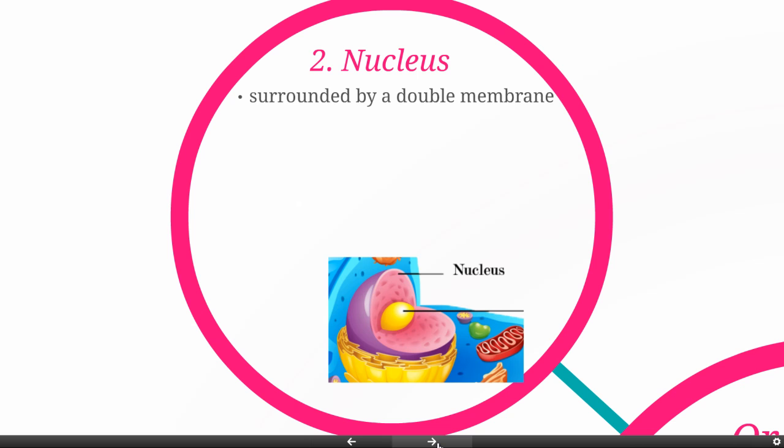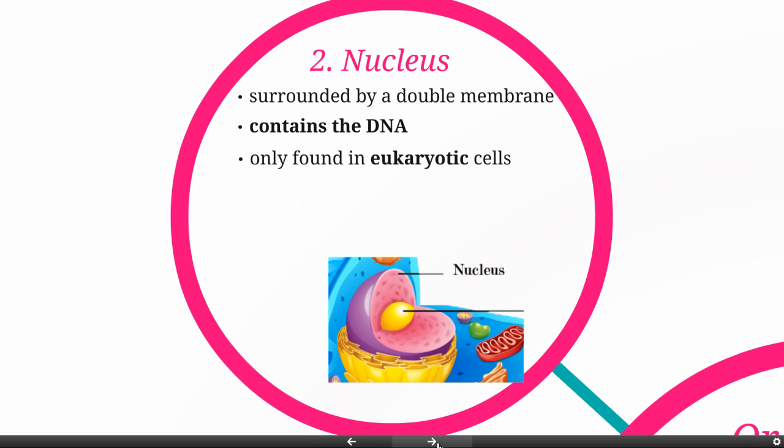Next, we have the nucleus. The nucleus is surrounded by a double membrane. So there's two layers of membrane. The nucleus is going to contain the DNA. And of course, this is the defining characteristic of eukaryotic cells. They're only found in eukaryotes, not in prokaryotes.